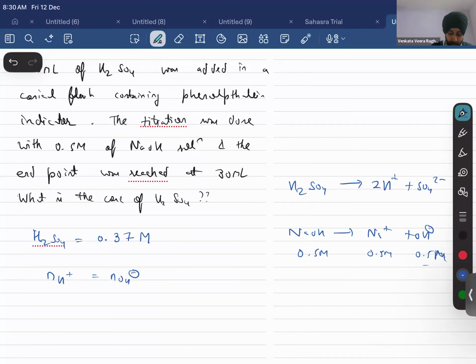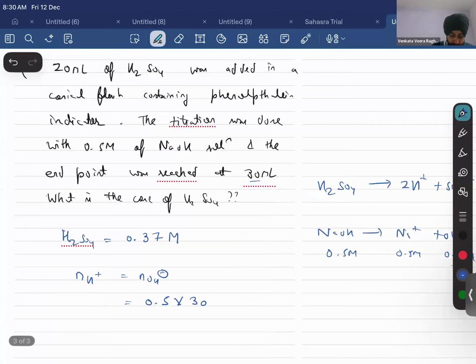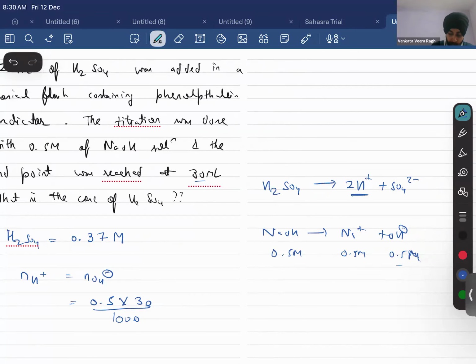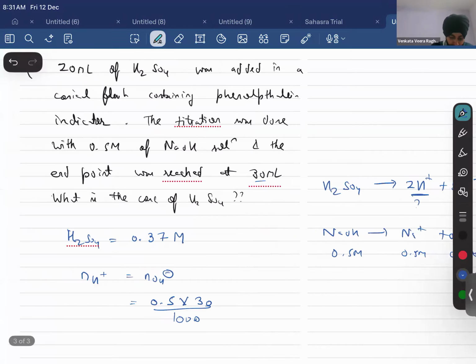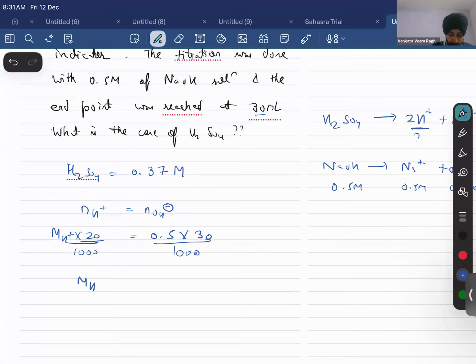And what is the volume of NaOH? 30 ml. Number of moles can be calculated by molarity into volume, so it will be 0.5 into 30, divided by 1000. And for moles of H plus, I don't have the H plus concentration right now, it is a question mark, but I know the volume, which is 20 ml, so 20 divided by 1000. Let's find out M of H plus. This will be cancelled. 0.5 into 30 is how much? 5 threes are 15. 15 by 20, 3 by 4?